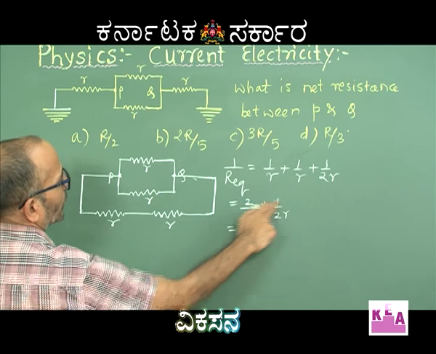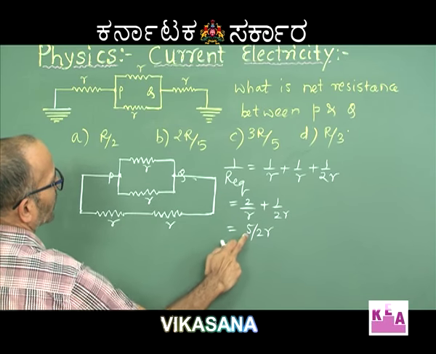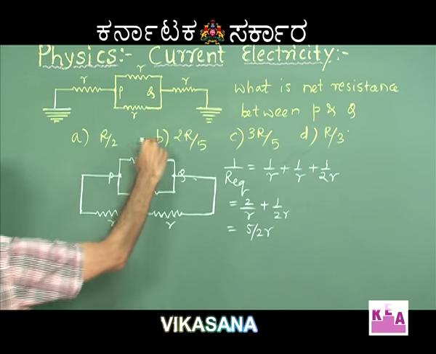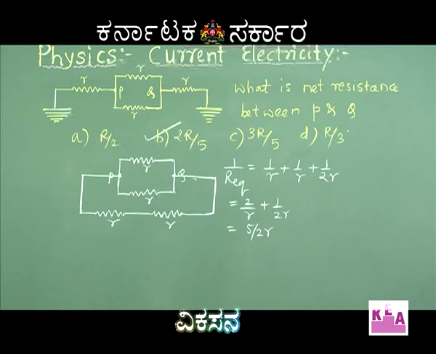See, 5 by 2R, and that is 1 by R equivalent. So, R equivalent will be 2R by 5, and that makes your B option perfectly correct. And I hope you enjoyed this problem.